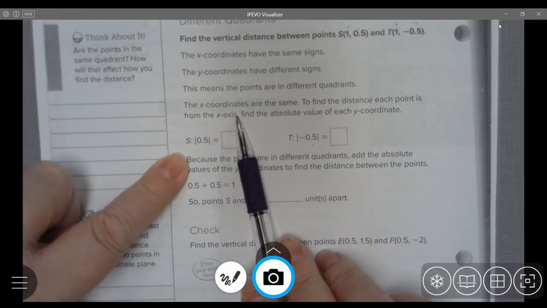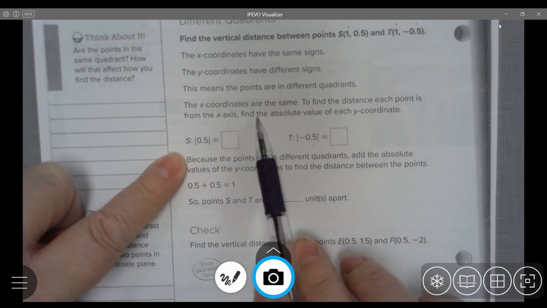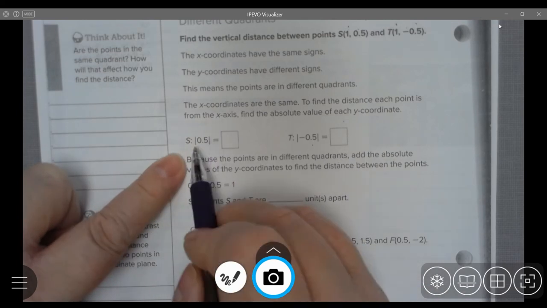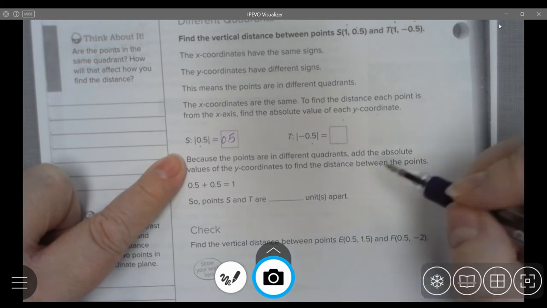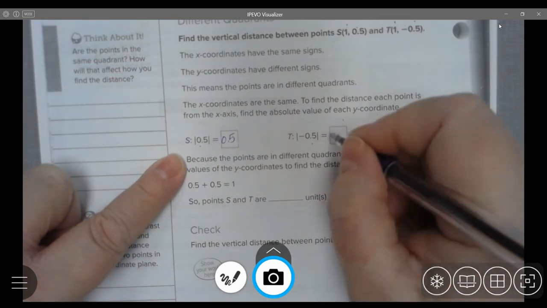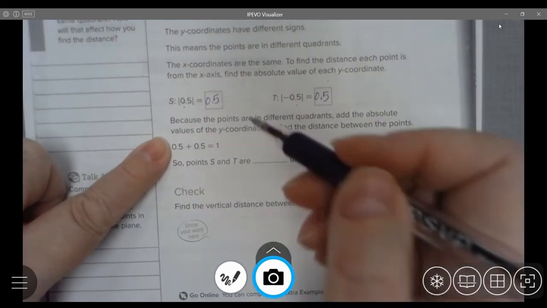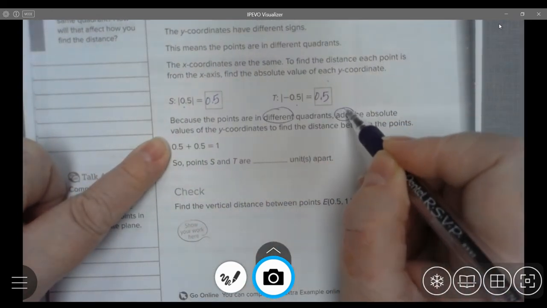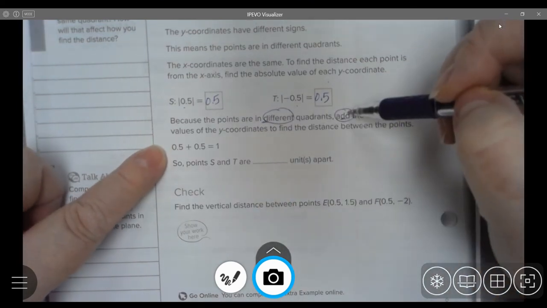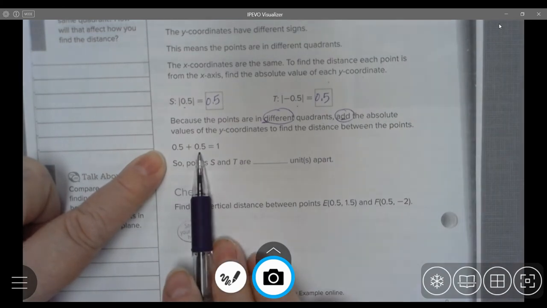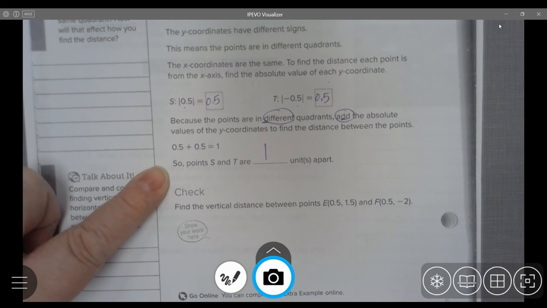So the x coordinates are the same. To find the distance each point is from the x-axis, find the absolute value of the y. So the absolute value of 1/2 is 1/2 or 5/10. The absolute value of negative 5/10 would be 5/10. And because they're in different quadrants, we have to add. Remember, different, add. So 1/2 plus 1/2 or 5/10 plus 5/10 is 1. So they are 1 unit apart.